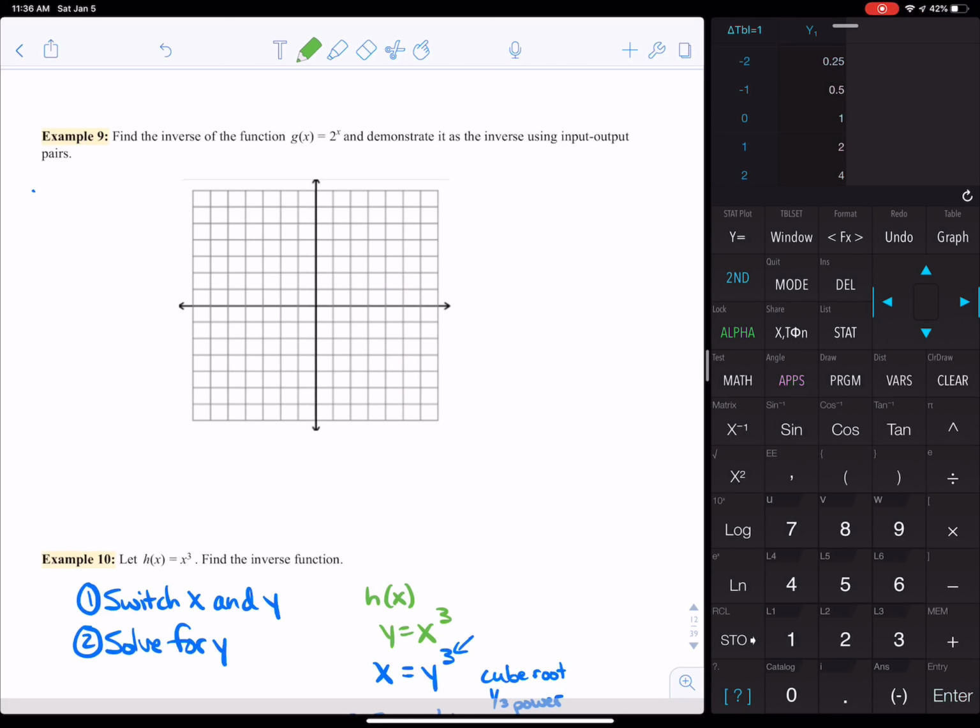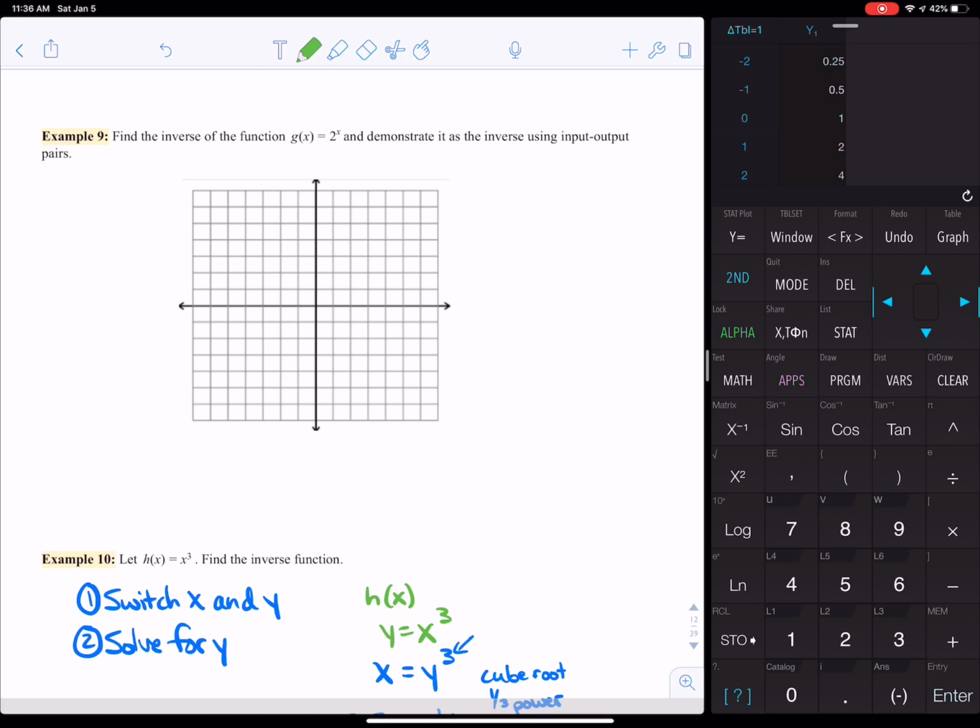Example 9 says, find the inverse of the function g of x equals 2 to the x power and demonstrate it as the inverse using input-output pairs. So it's another way to say the same stuff we've been thinking about so far. So let's find the inverse of g of x equals 2 to the x.